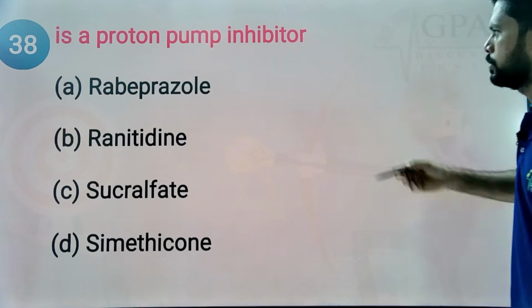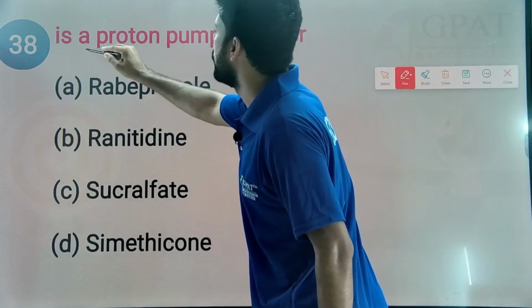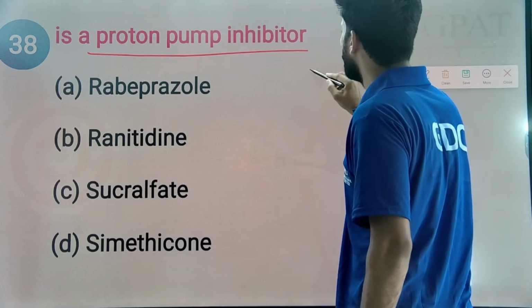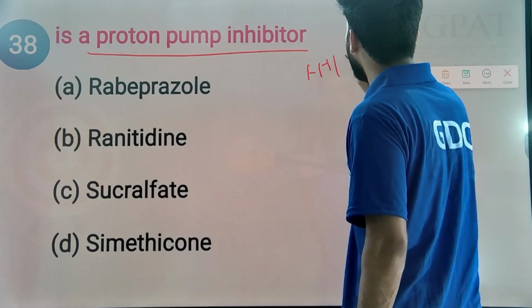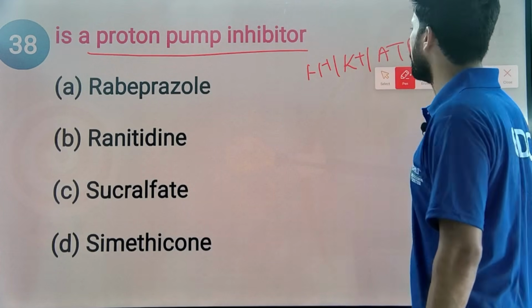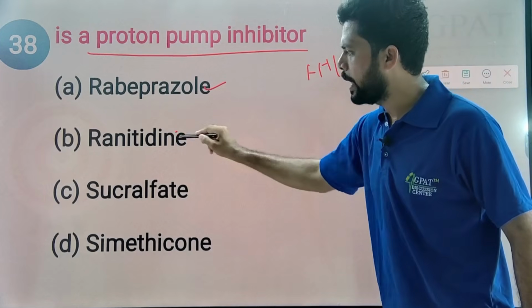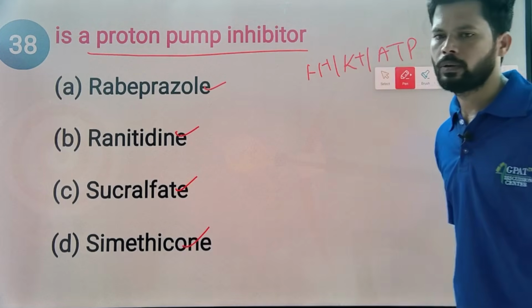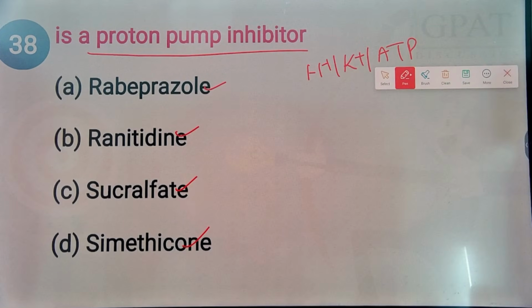Next question. It looks like an easy question. Dash is a proton pump inhibitor, so H plus potassium ATPase. The options are rabeprazole, ranitidine, sucralfate, simethicone. So what is your answer? The question is very easy. You already know the answer, according to me.